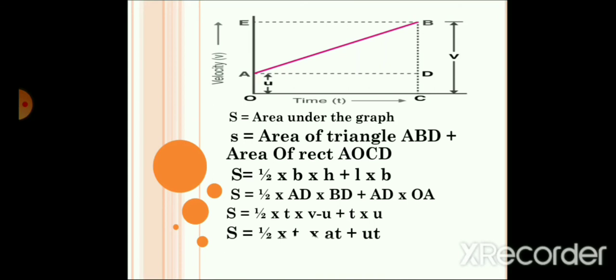So it becomes S equal to half into T into AT plus UT. Now arrange it properly. So we will get S equal to UT plus half AT square. So this is the second equation of motion. Okay, this is the second equation of motion. S equal to UT plus half AT square.